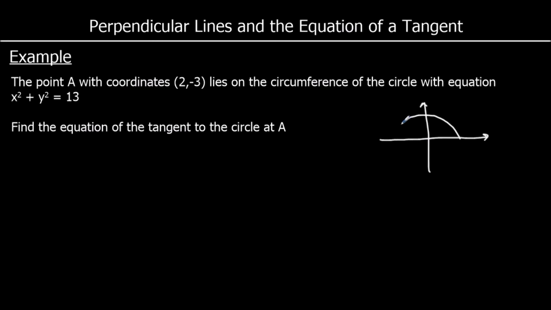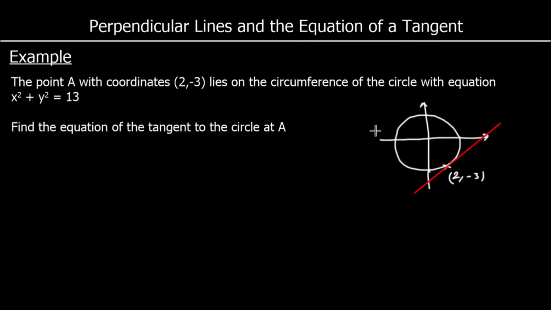So we've got a circle, and we're told a point lies on the circumference with the coordinates (2, -3). So let's say that's here somewhere. So this is (2, -3). And we need to find the equation of the tangent to the circle at A. A tangent is a line that just touches the circle. It doesn't go through it, it just touches the circle. And we need to find that equation.